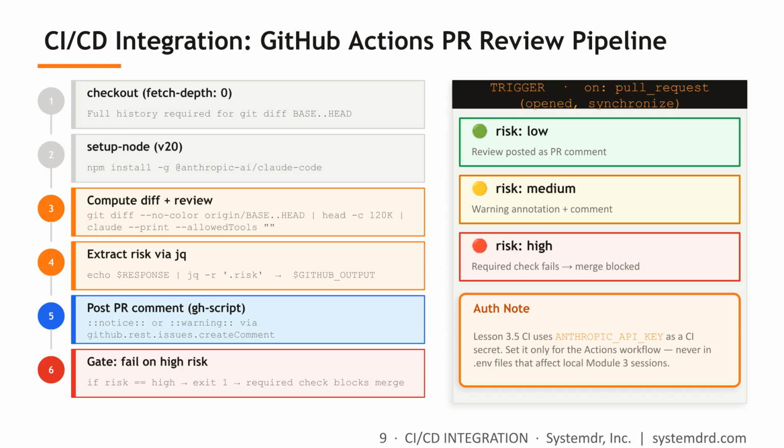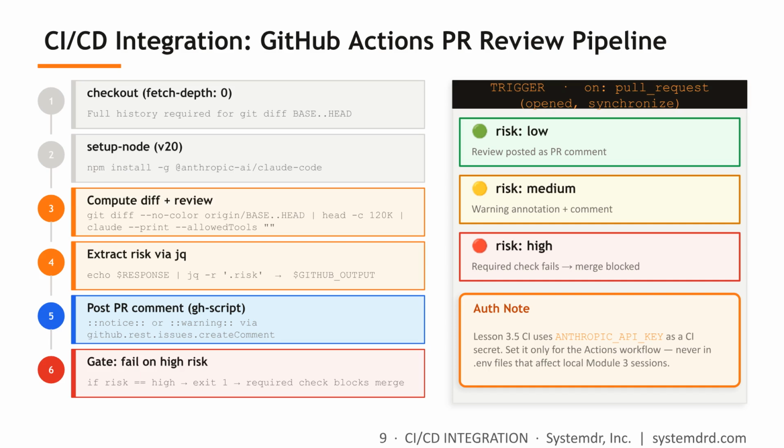Git diff with --no-color, piped through head -c 120k, piped to Claude with --allowedTools empty string. Note, in this CI step, the Anthropic API key is correctly set as a GitHub Actions secret. This is one of the explicit exceptions where the API key is appropriate. A CI runner doesn't have a browser login session.